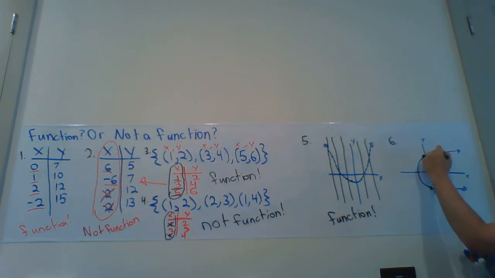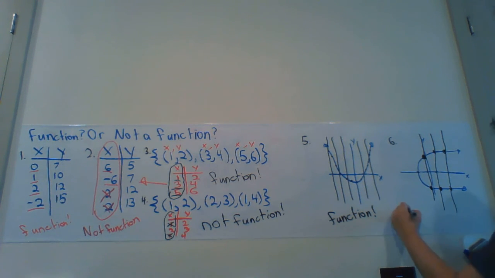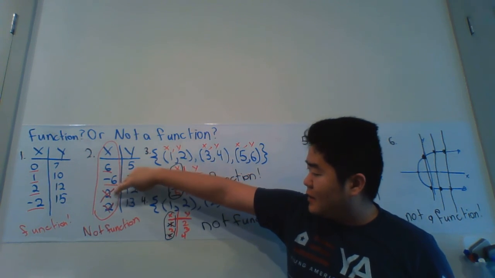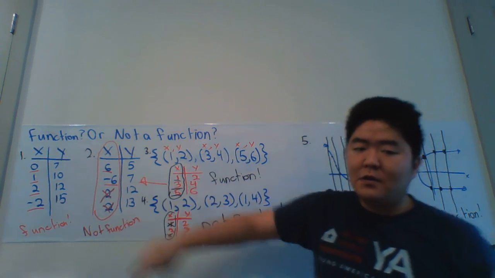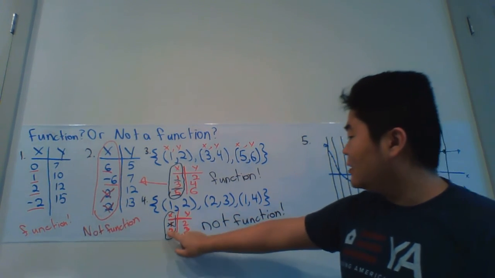So I can keep going. I can keep saying that there are times when it hits the graph twice for these vertical lines. And since it hits twice, it cannot be a function. And that's what we saw in these charts before. So for number 2, I saw that I had 2 2's, right? This is the same thing. This is like saying I have 2 0s, I have 2 2's, I have 2 3's, right? And that's what you don't want in your x part of the chart.